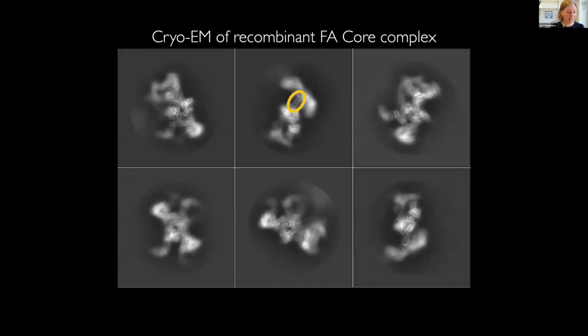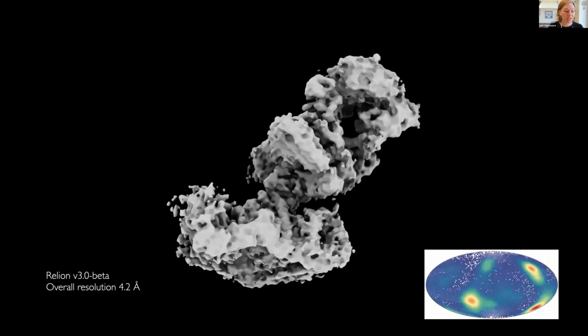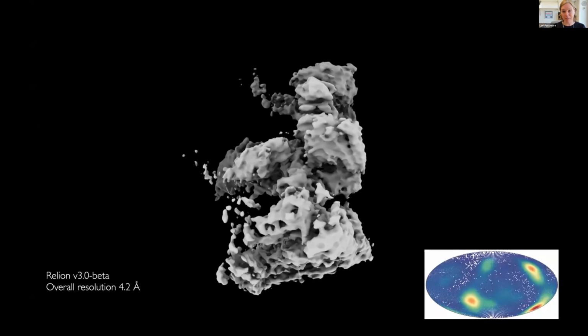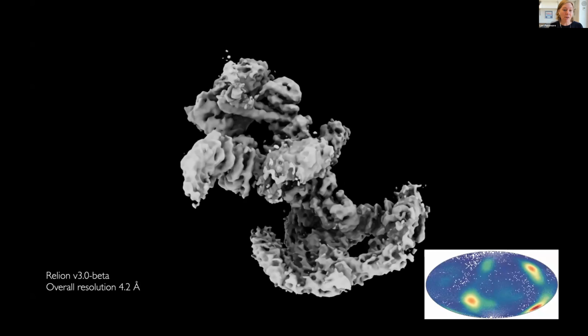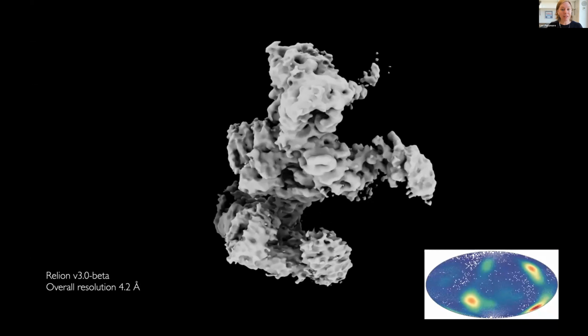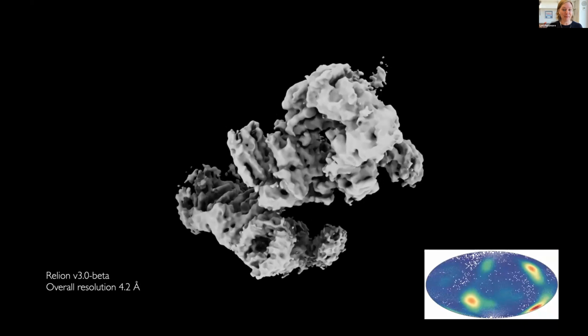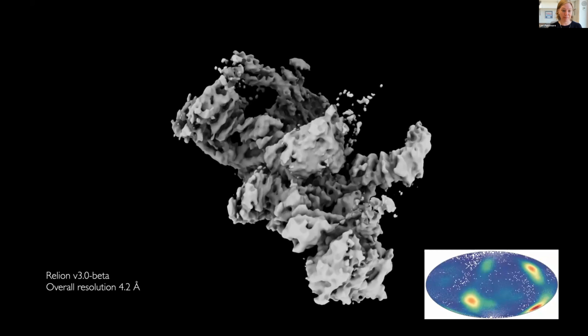For example, here in yellow, I circle a coiled coil, which is at the center of the complex. So using these data, we were able to obtain a 3D reconstruction. The structure is around 25 nanometers in length. It's pretty extended, and the overall resolution was around 4.2 angstroms. However, the periphery, as you can see from the map here, is much more poorly resolved than the central core.